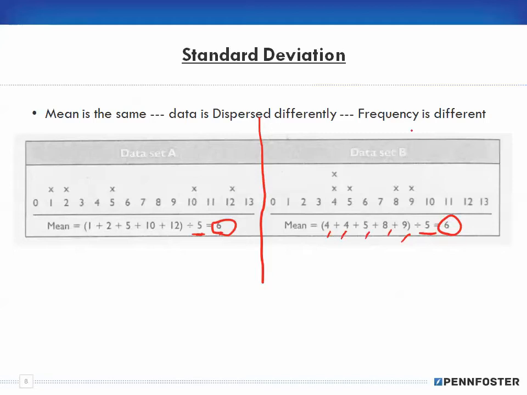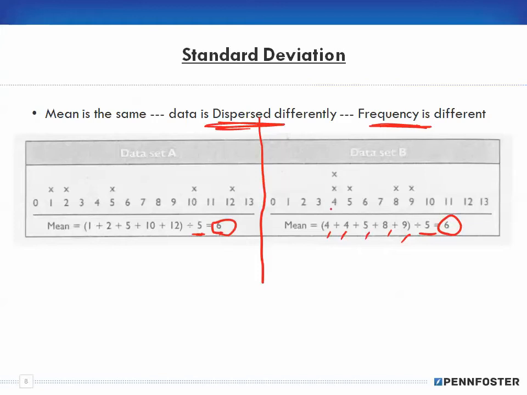However, the frequency was different. You could see the frequency being the 1, the 2, the 5, the 10, and the 12. That's different from the 4, the 5, 8, and 9. So even though we have the same mean, we have a different frequency. Also, the data is dispersed differently.